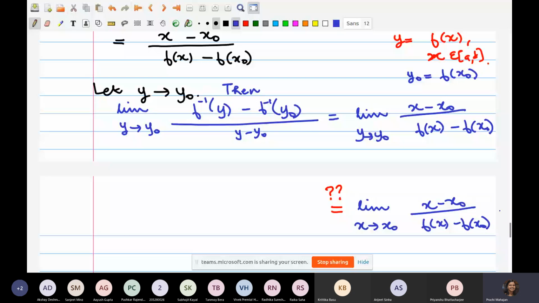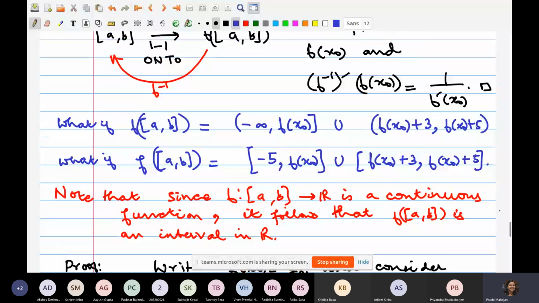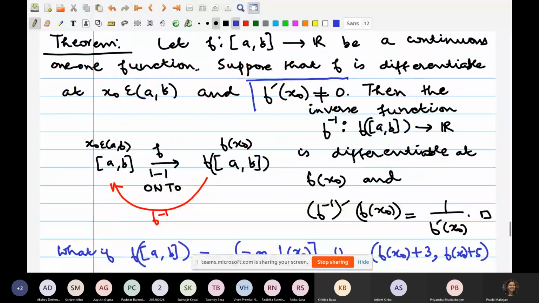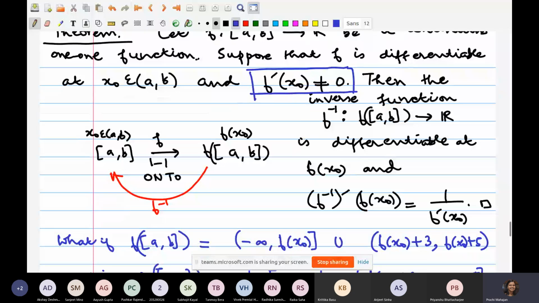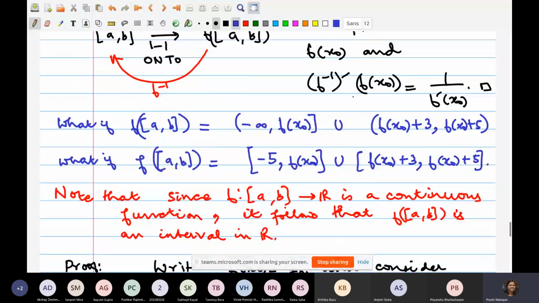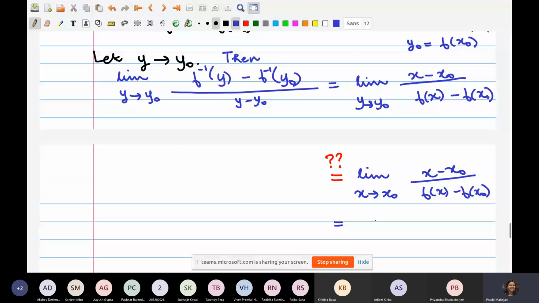So if we can assert this equality, which I have written in red ink, suppose this is true, then the right hand side is nothing but the reciprocal of the derivative of f at the point x naught. I can take that because by assumption, the derivative of f at the point x naught does not vanish. Correct? Is that okay? If so, then in that case, the right hand side exists and this limit is the derivative of f at the point x naught. Correct?